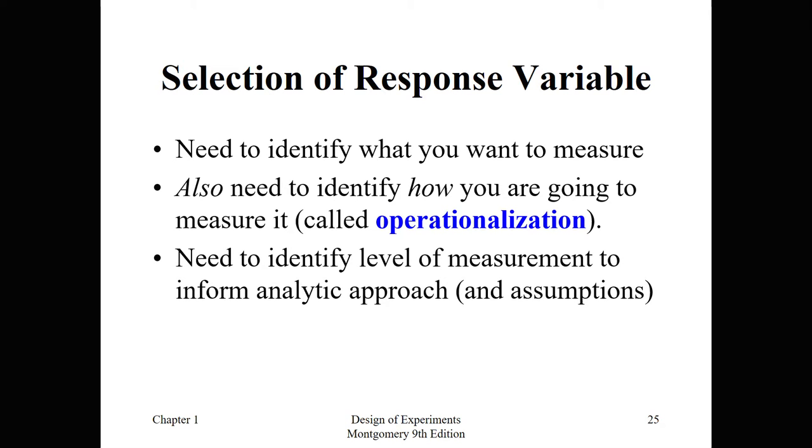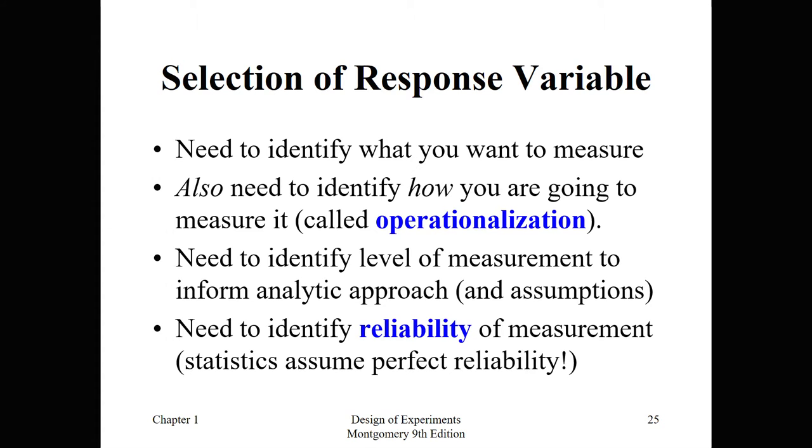Now, as we've discussed in a previous lecture, we need to identify the level of measurement because this informs the analytic approach and the different assumptions that we're going to have to make. So not only do we have to identify how we're going to measure it in terms of the operationalization, but we have to identify the level of measurement of that particular operationalization so that we can select the most appropriate analysis and determine what assumptions we're going to have to check.